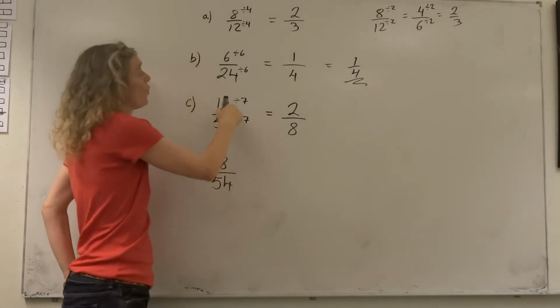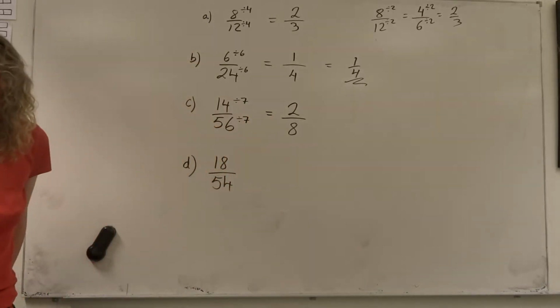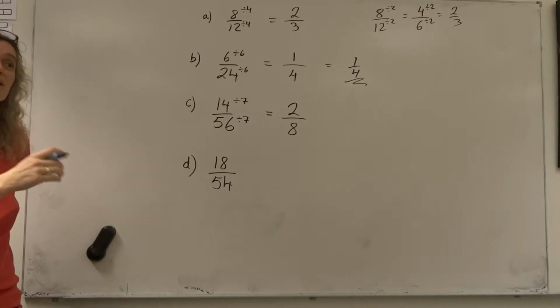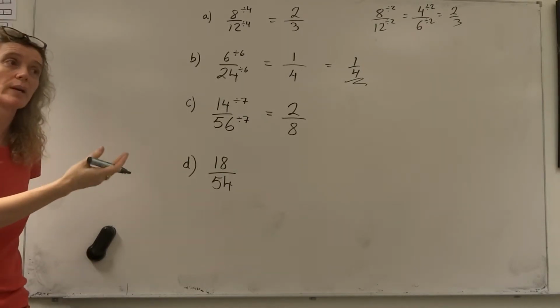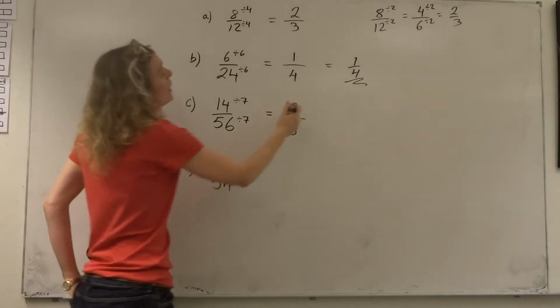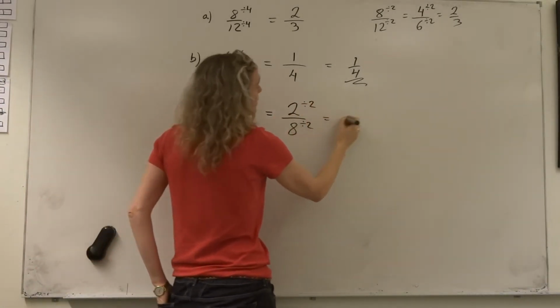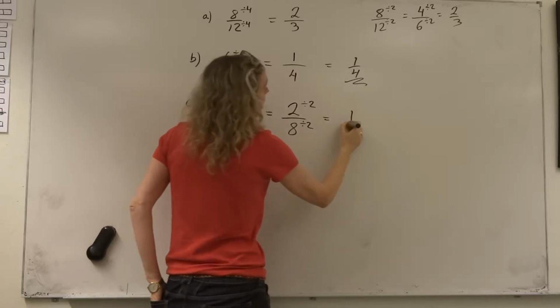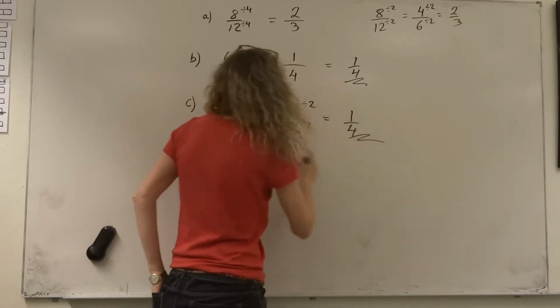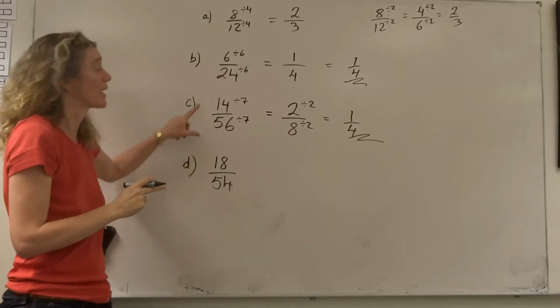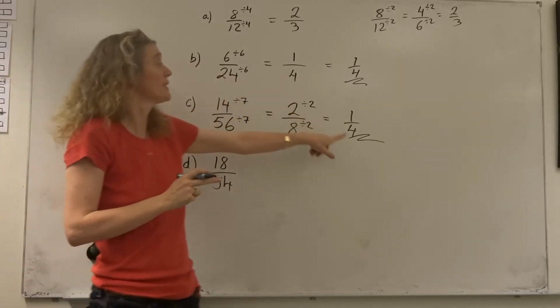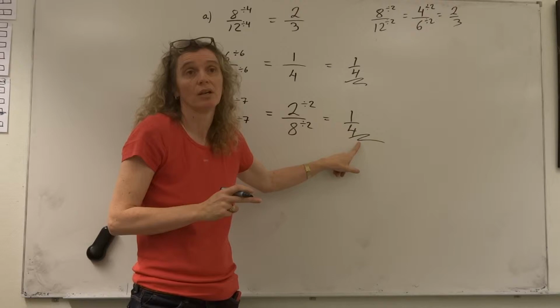So 14 must have been a factor of 56 actually, which you could have worked out because double 14 you get 28, double 28 you get 56. But it doesn't matter, we just carry on one more time. Divide 2 by 2, it gives us 1, and 8 by 2, it gives us 4. So 14/56 looks like a really complicated fraction, but it's actually the same as a quarter.